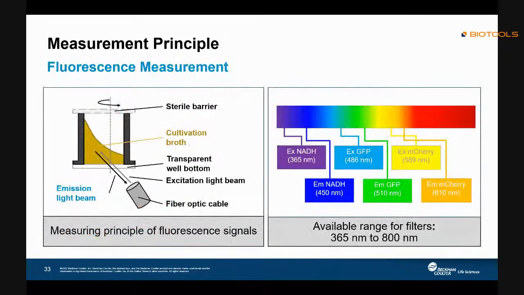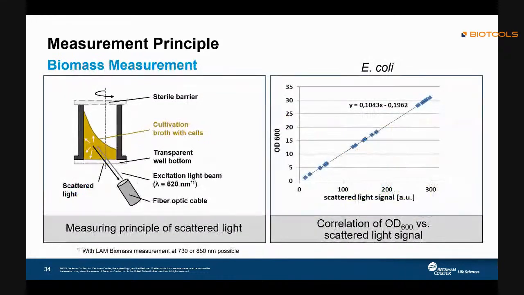And besides that, we can do the fluorescence. It is the same, using an optical cable to reflect the light and receive the data, and then we can do the calculations according to the filter we use. And besides that, we can also do the biomass. So for the biomass, we are measuring the scattering light.